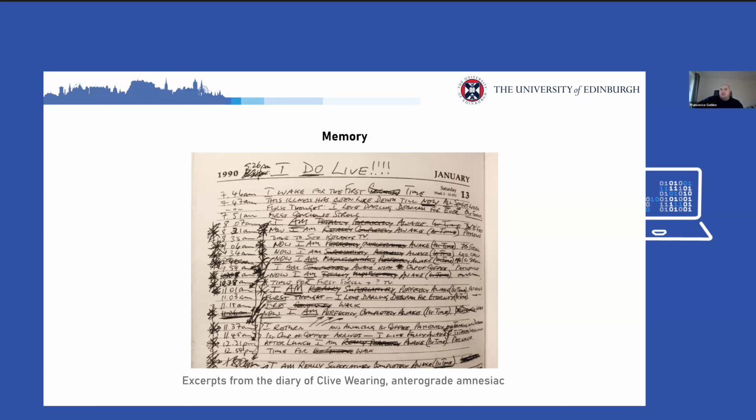And this is just an excerpt of his diary. This is a page of thousands of those. And you can see that at every minute he was waking up from a past experience, but without necessarily knowing what happened to him and what's going to happen to himself. So such is the impact that memory has in our life.